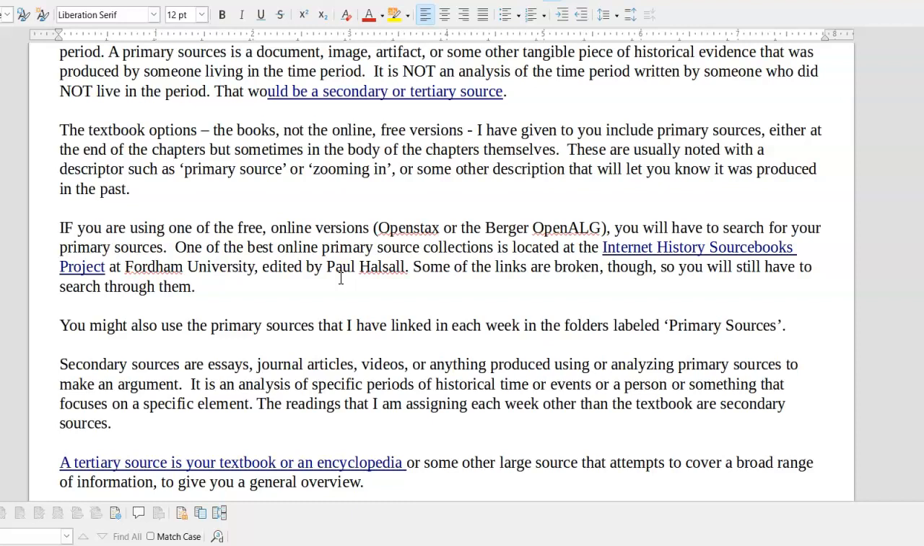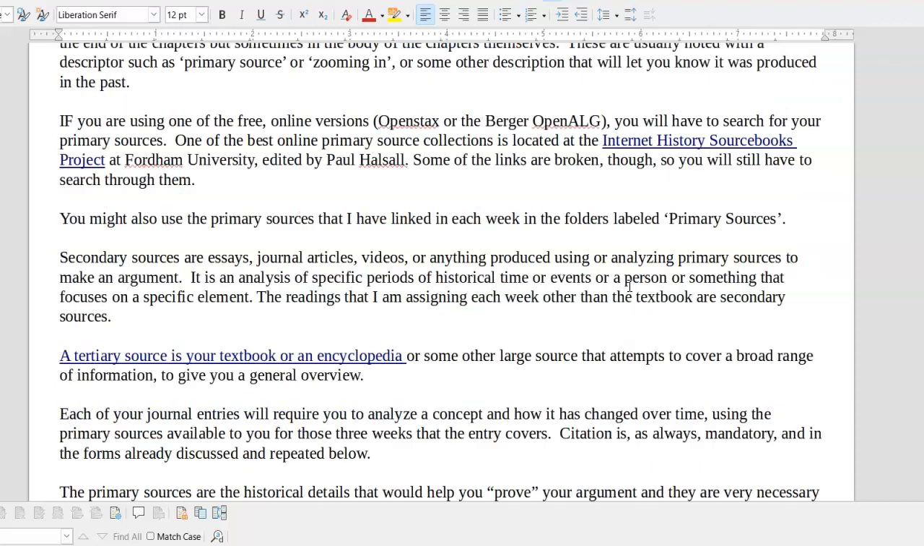So if you have chosen a textbook that has sources in it, that's an excellent place to start. The Internet History Sourcebook Project, which some of you have seen already, is another really good place. And also, I have put primary sources, as you hopefully have noticed, in every week of our course. They're actually in a folder on the content page for that week, somewhere at the bottom that says primary sources. So you can look at those as well.